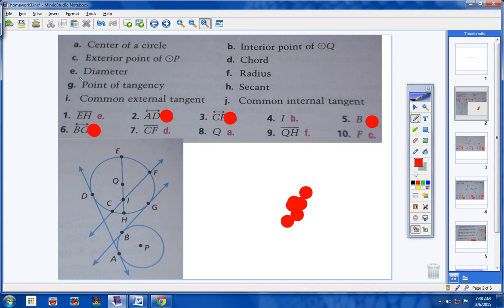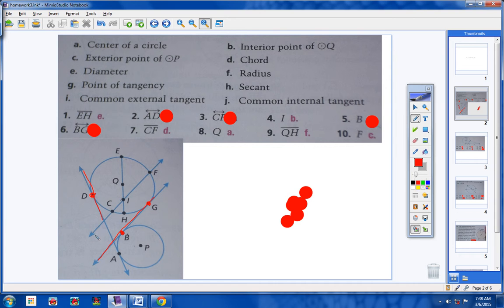Alright, moving on to point of tangency. Now, a point of tangency is where a line is tangent to a circle. This line right here is tangent to the circle here. This line here is tangent to the circle here and here. Those are the only points of tangency.